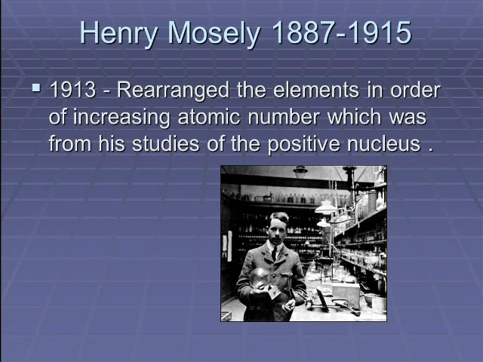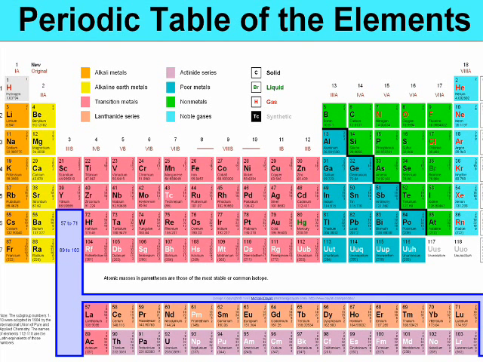Now, a guy named Henry Moseley came along, a young chap, who didn't seem to live that long, unfortunately. In 1913, he rearranged the elements in order of increasing atomic number. And that's the basis of our current periodic table. It's an increasing atomic number, which means the number of protons. So he kind of rearranged Mendeleev's table, and that's really what we're using today. And still, after Moseley, it's still evolved. So let's just look a little bit at the periodic table.